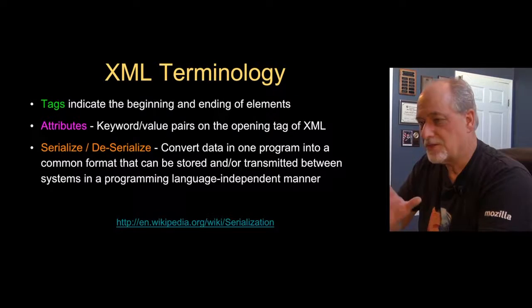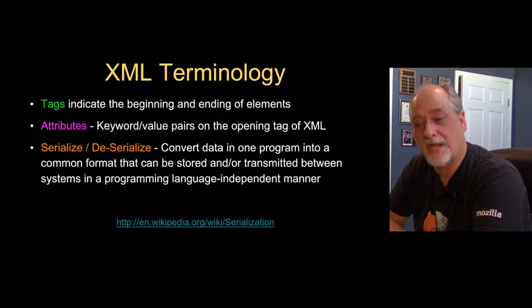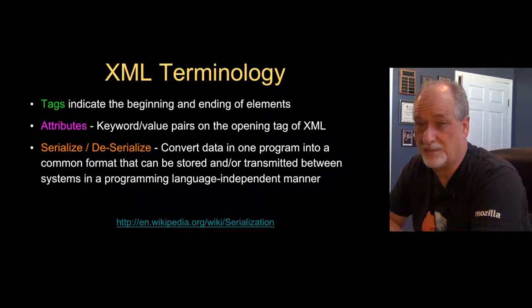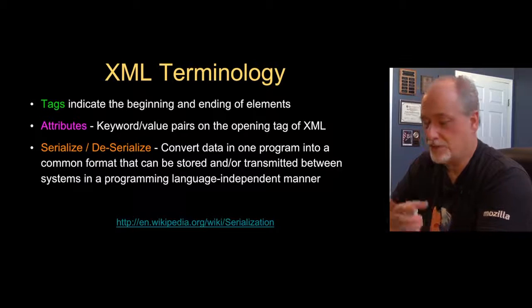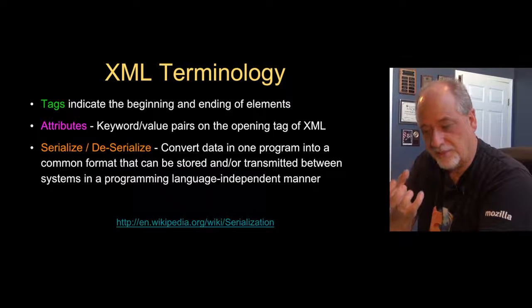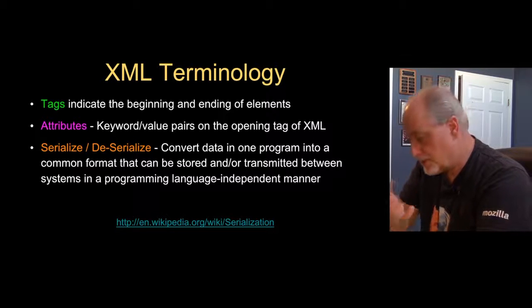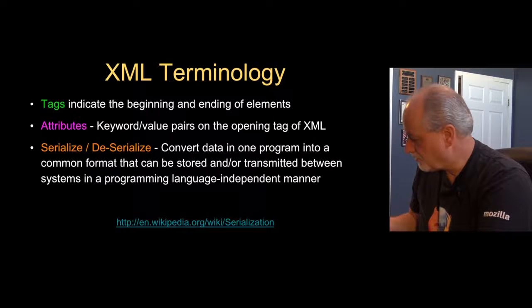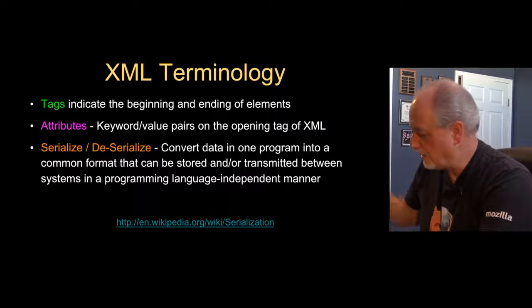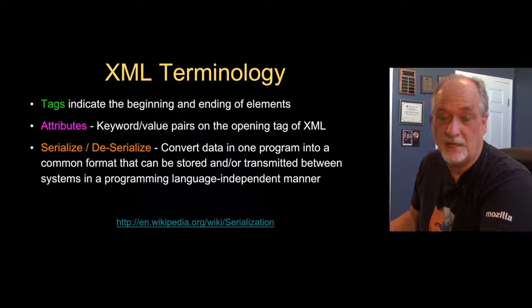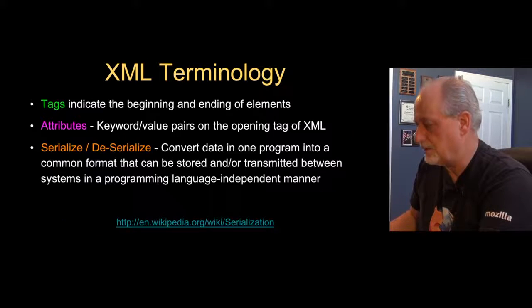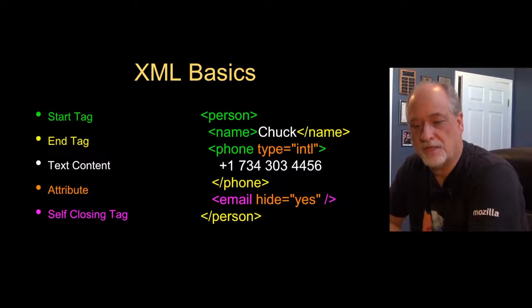And so inside XML, we're going to talk about tags, attributes, and data, and we've already talked about serialization and deserialization. Serialization is the act of taking data inside of a computer in one programming language, setting it up for transport, transporting it across, and then taking it back apart and turning it back into whatever internal data representation it needs to be in the destination system.